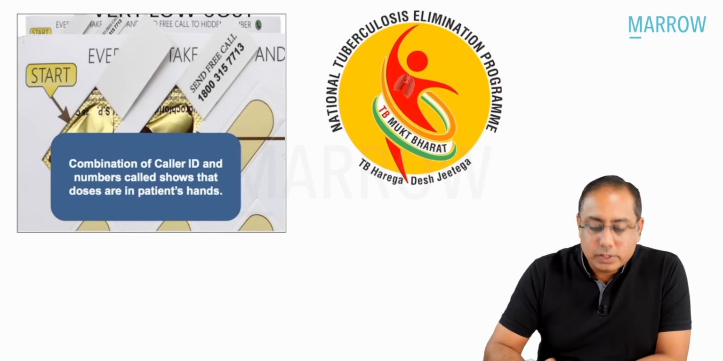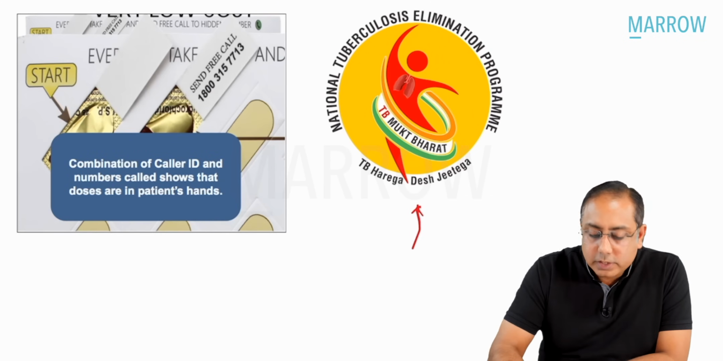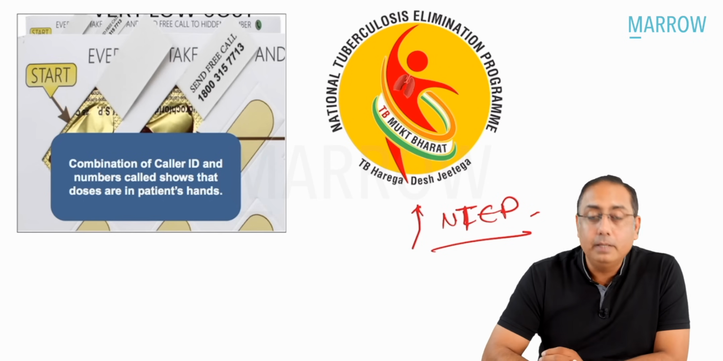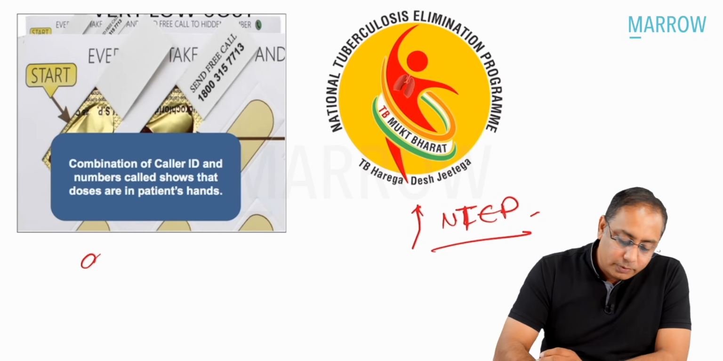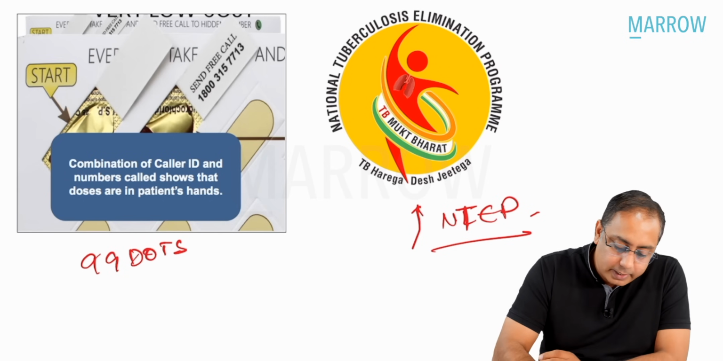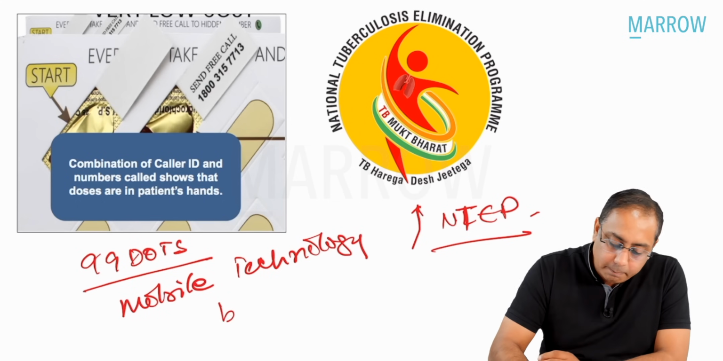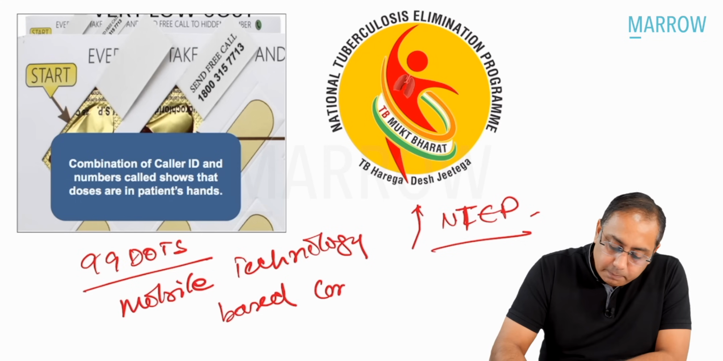Next in line, what is this logo? What does this logo stand for? This is the new logo for the National TB Elimination Program, NTEP. Under NTEP, what we are doing is 99 dots. What is 99 dots? It is a mobile technology based compliance scheme.